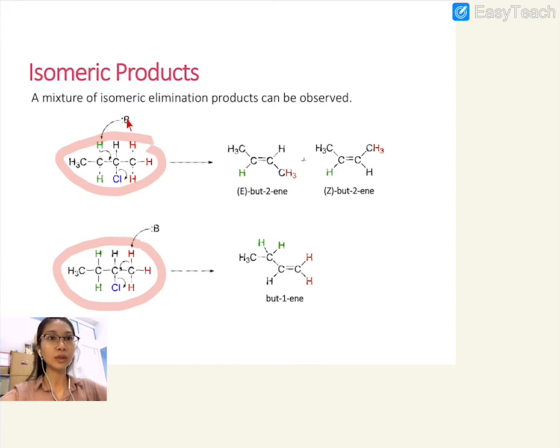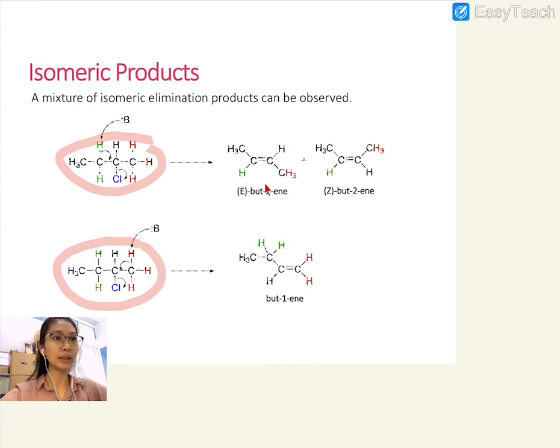Alright. So when our base comes, like usual, the base will grab a proton. But now the base has an option, right? It can grab the proton colored green here, but it can also grab the proton colored red here. So let's see first when the base grabs the green proton. It will grab the proton here, and then it will form the double bond here, expelling the chlorine, forming the chloride ion.